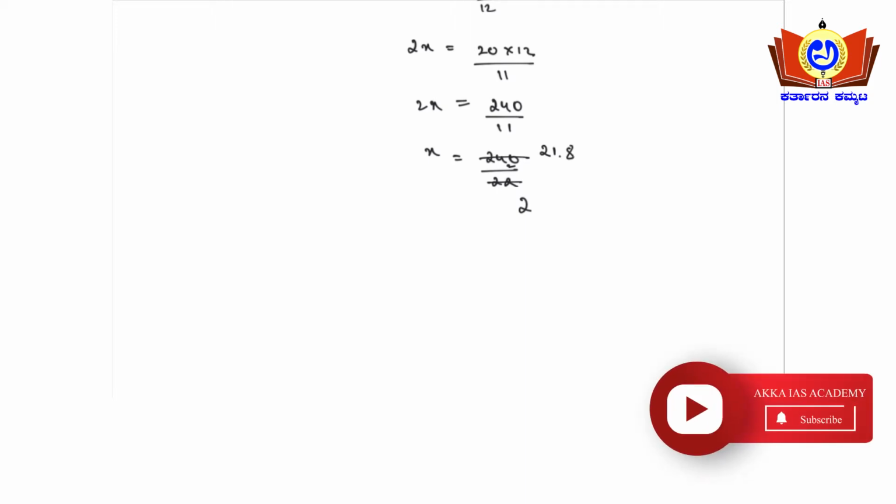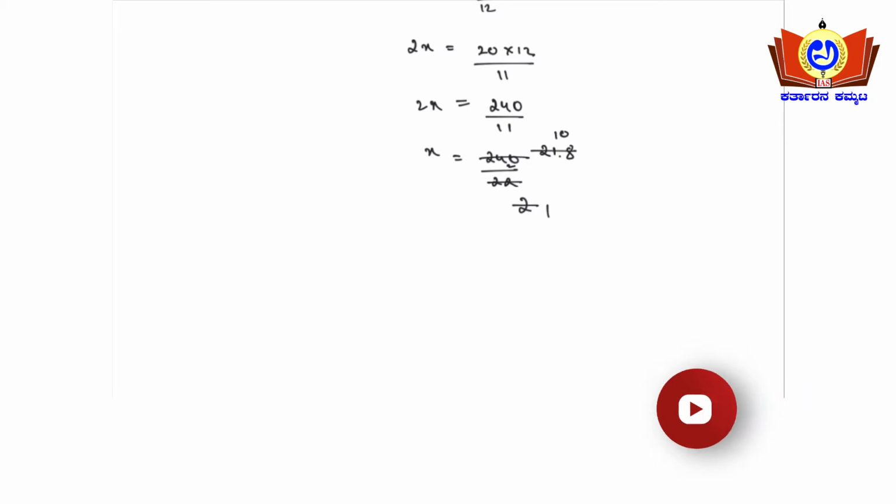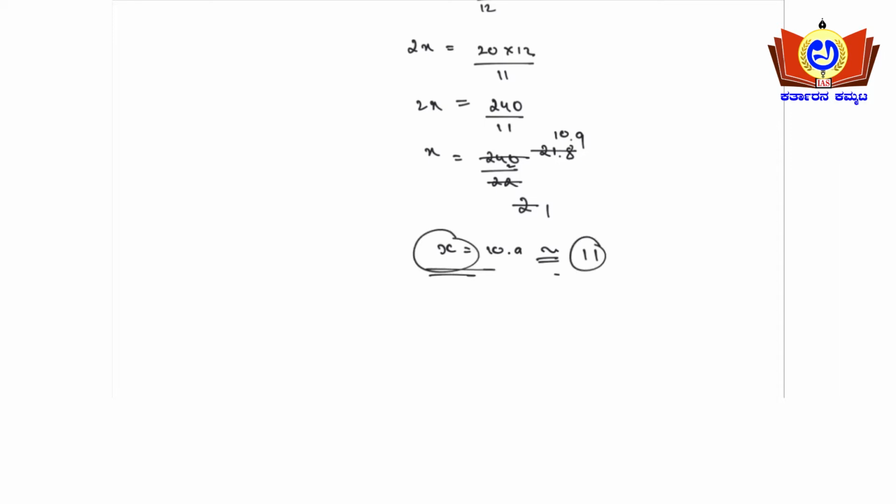11 2s are 22, so 2 is remaining; 11 1s are 11, so point, 11 8s are 88. 2 1s are 2, 2 10s are 20, so 1 will be remaining, so 10.9. So x is equal to 10.9, which I can relate to x equal to 11, right? I'll be showing you 2 methods to solve this problem. 10.9 can be related to 11 here.